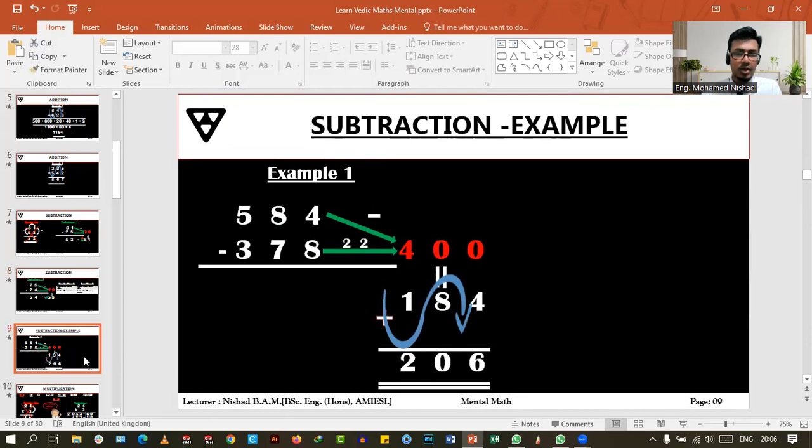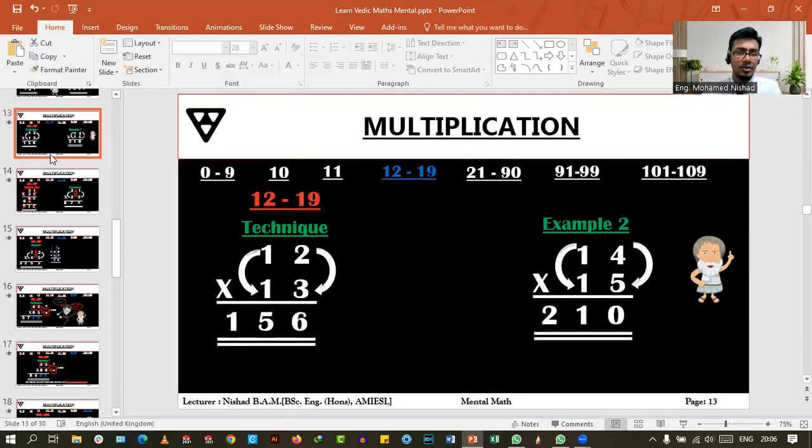Okay. Now we are going to learn about multiplication. We have categorized multiplication like this: 0 to 9 numbers, multiplying by 10, multiplying by 11, as well as multiplying numbers between 12 to 19. As well as we have a lot of categories like this: 21 to 90, 91 to 99, more than 100, right? We will learn one by one how we can exactly calculate these numbers only by using our mind, right? You don't have to use any pen or paper to do these calculations.